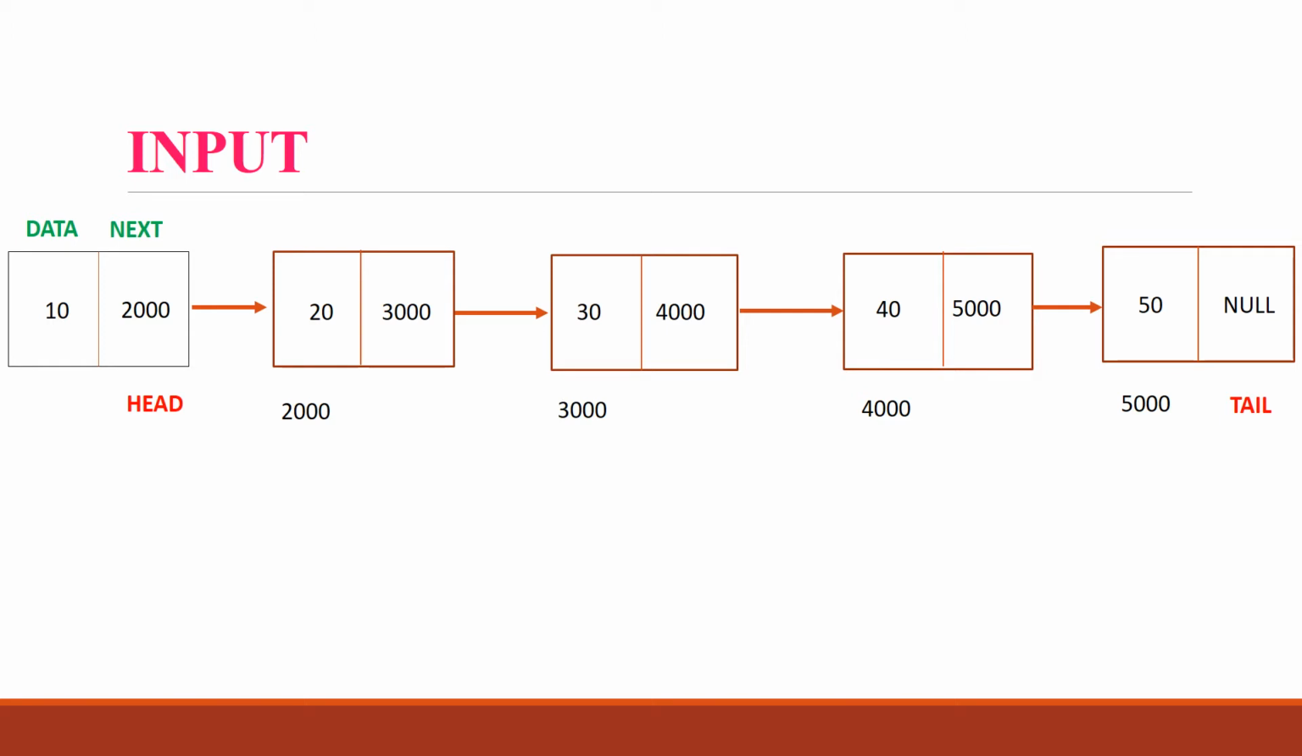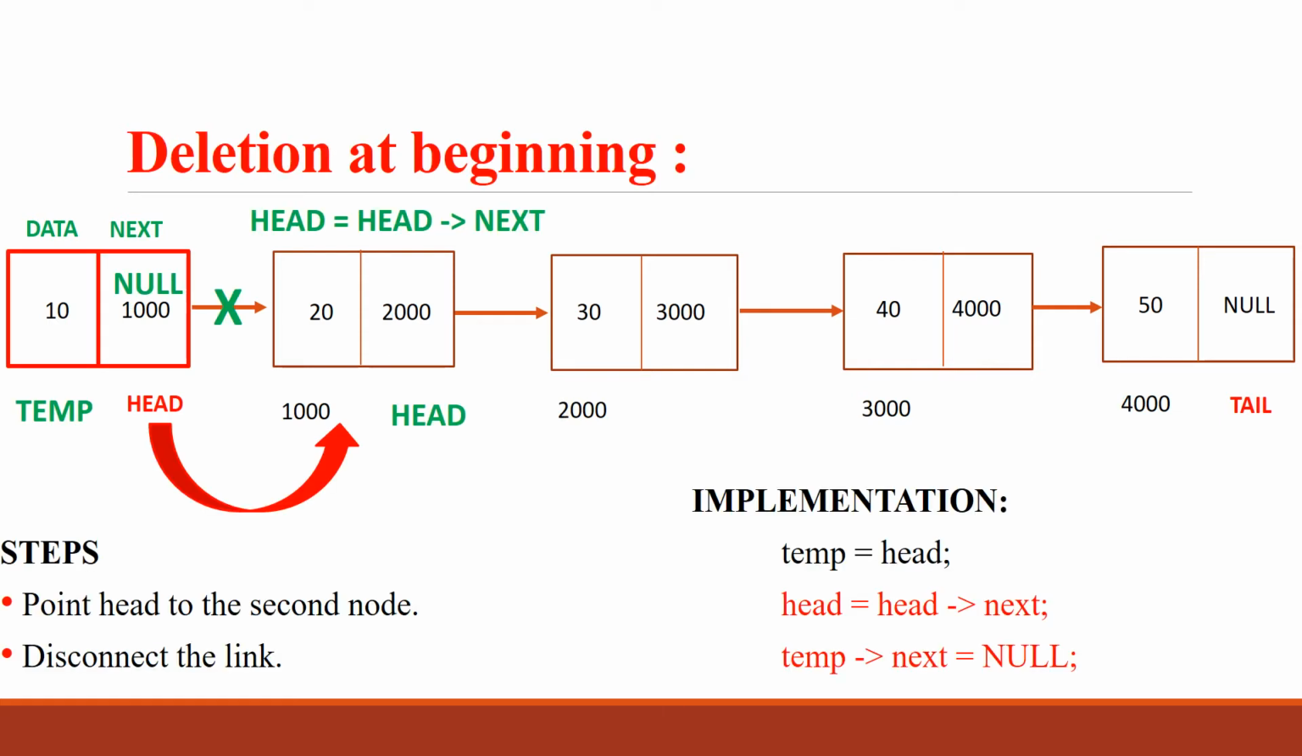A linked list means two fields are to be there. One is data and the other one is the address of the next node. The first node is head and the last node is tail. Deletion at beginning: when the first node 10 is deleted, we get only the remaining 4 nodes as output. Here there is a change in the head node.